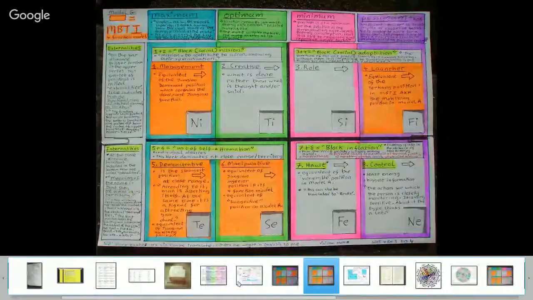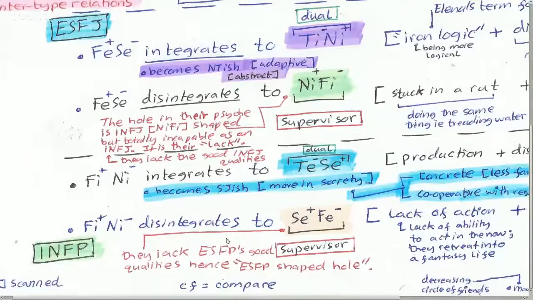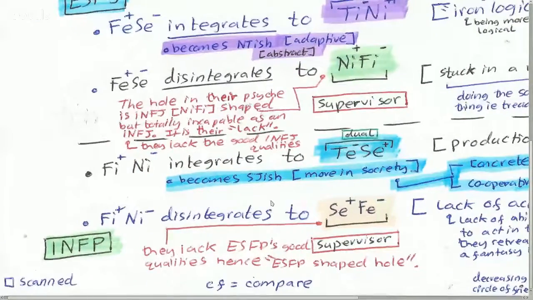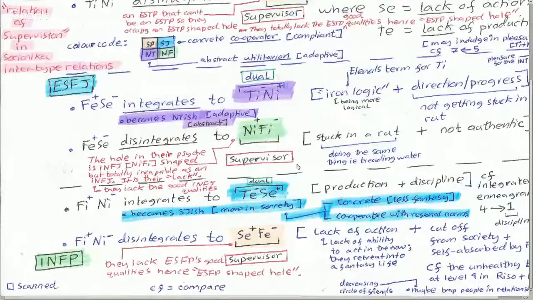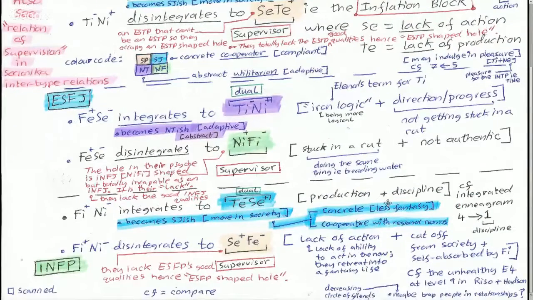So if we talk about, for instance, INFP, I think that they integrate towards ESTJ, because I see the ESTJ as an embodiment of being productive and disciplined, and that is the weakness that Enneagram 4s have. So they are concrete, so less fantasy filled than the disintegrated Enneagram 4, and they are cooperative with regional norms, whereas the disintegrated Enneagram 4, which is what the INFP usually is when they go bad, is cut off from society, self-absorbed, too much in their own fantasy world, whereas the ESTJ is focused on production and within all of the social networks.